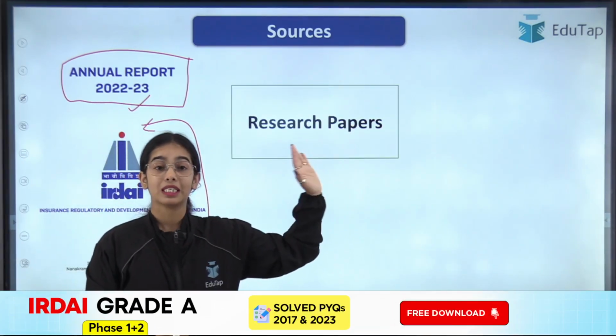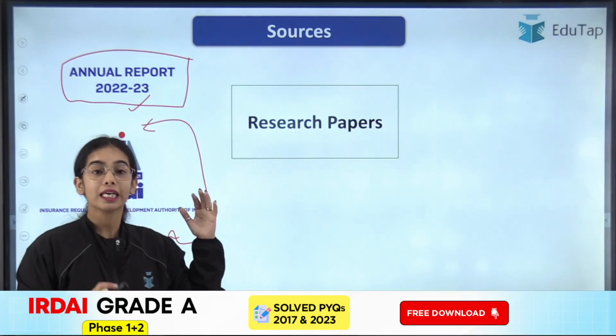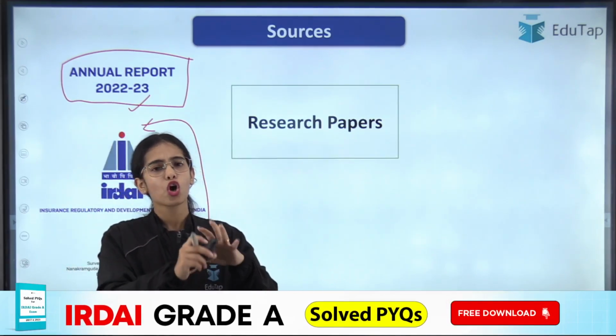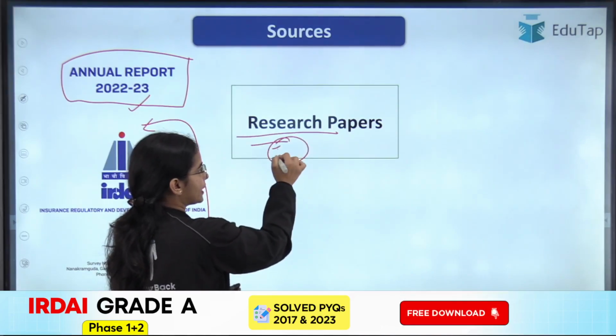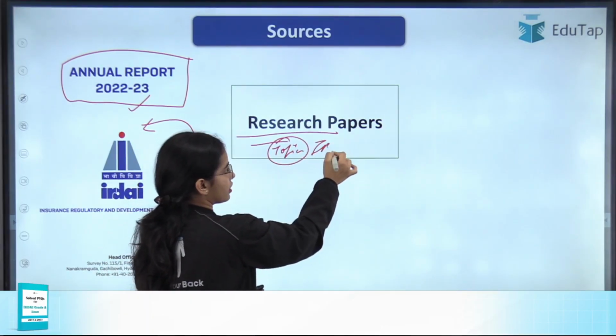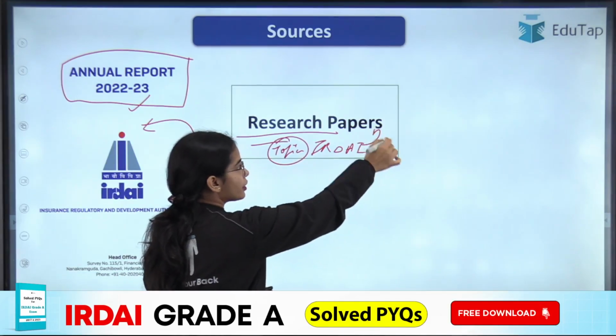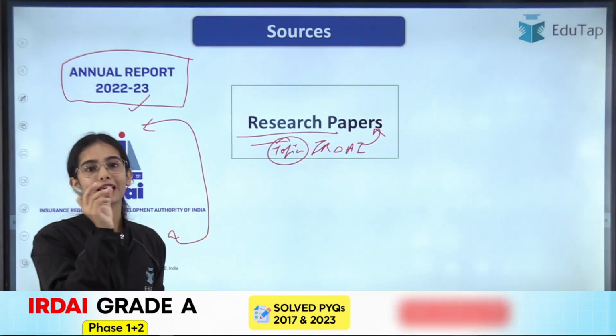Research papers are available. The IRDAI, that is the organization itself, releases the research papers on various topics. So you can type the topic and write IRDAI, and you will get some good research papers of the organization itself.